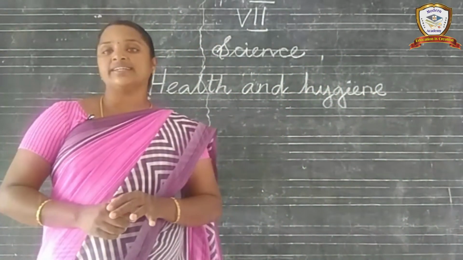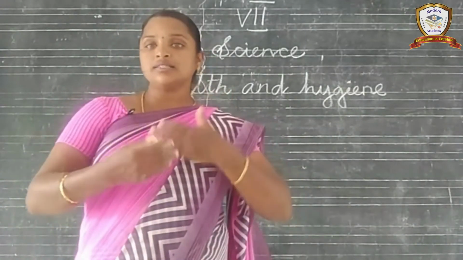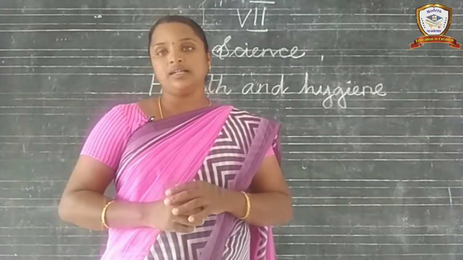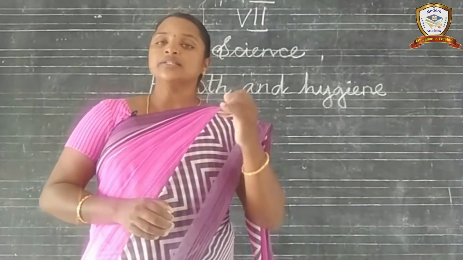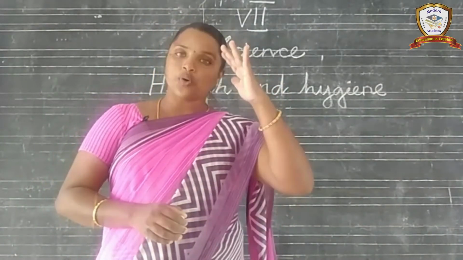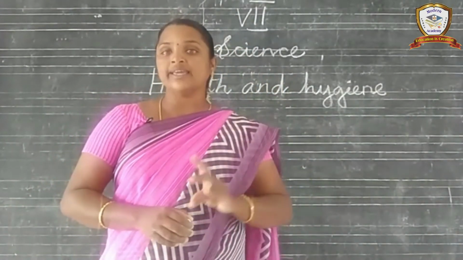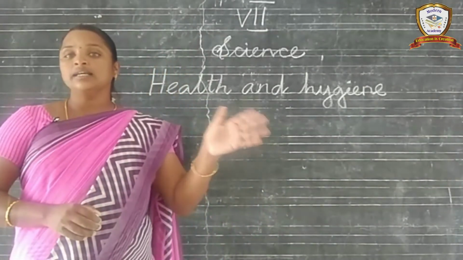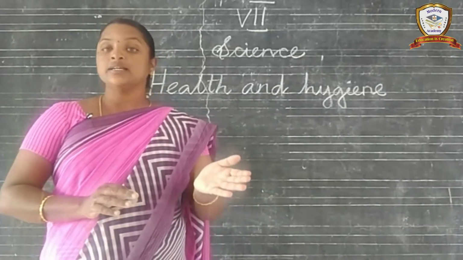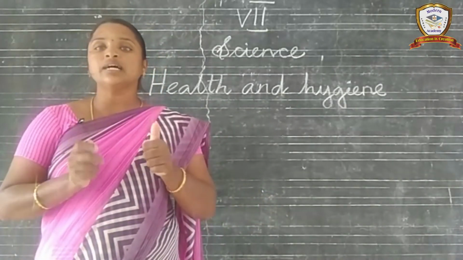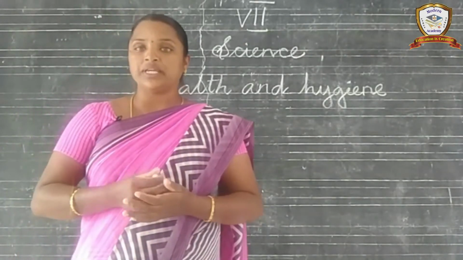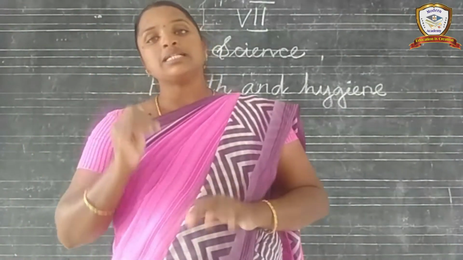Personal hygiene means keeping ourselves clean. For example, taking a bath, brushing teeth, combing hair, applying oil on the hair, trimming nails. These are personal cleanliness. If we practice personal cleanliness, then we are a hygienic person. And our surroundings also must be clean.